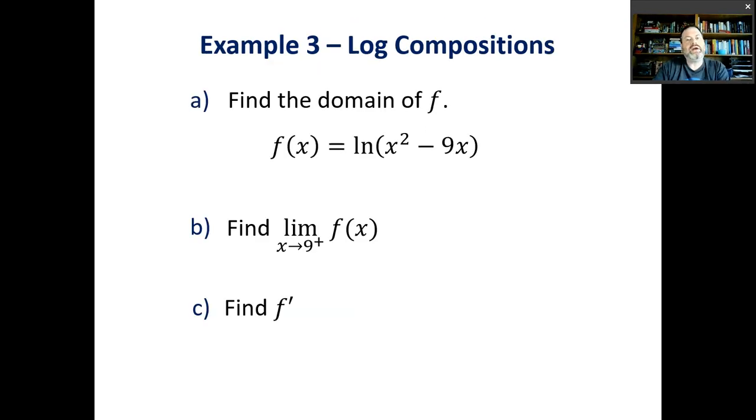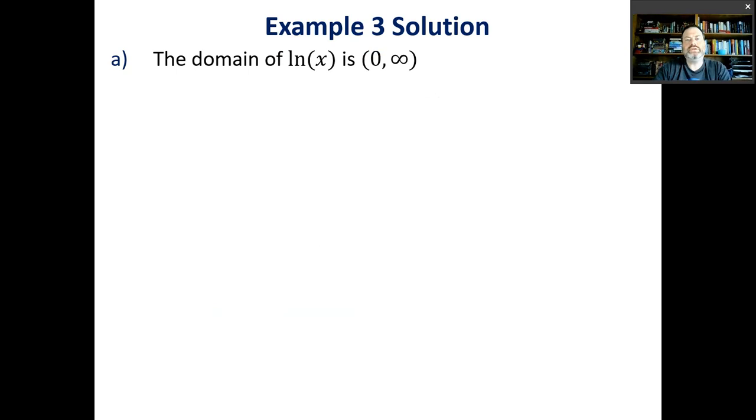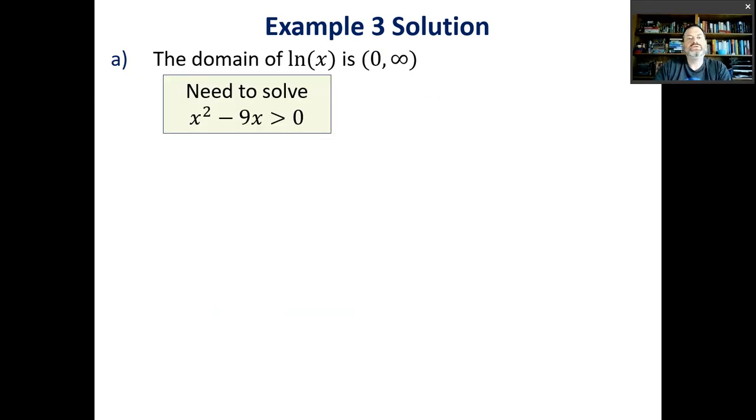So we're asking about the domain of natural log of x squared minus 9x. But let's look at the domain of natural log of x first. So the input of a natural log has to be between 0 and infinity. So what we have to do is solve x squared minus 9x greater than 0, because that's what's sitting inside the natural log. So we need to know where the input of this inside function is greater than 0.